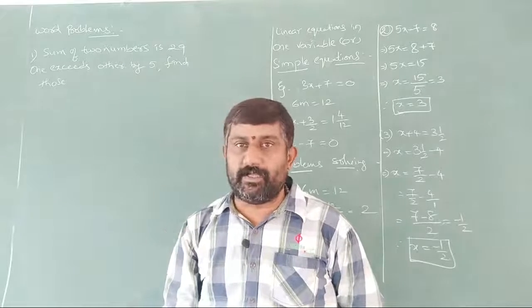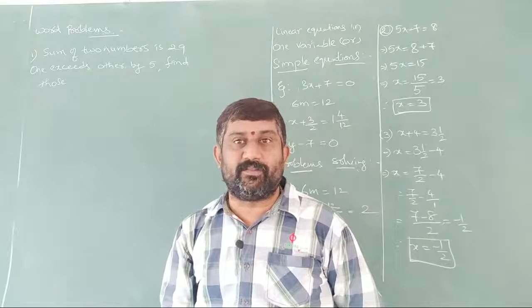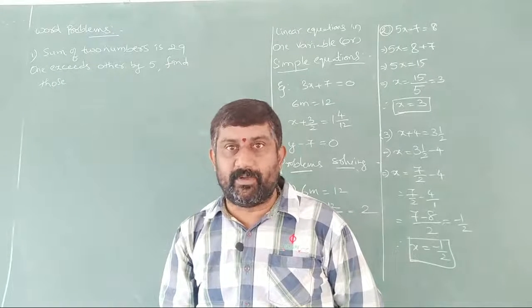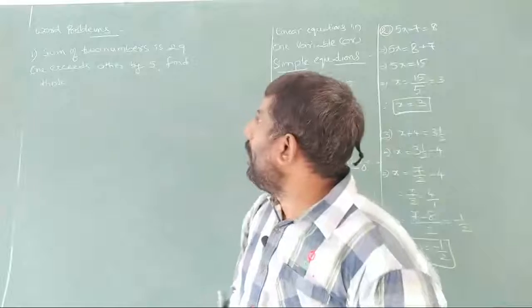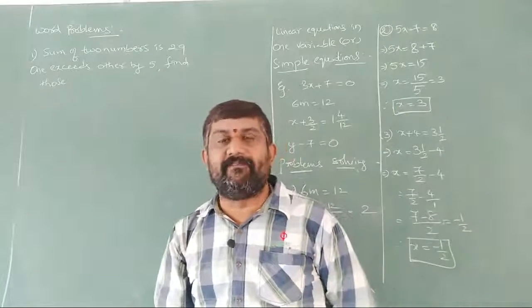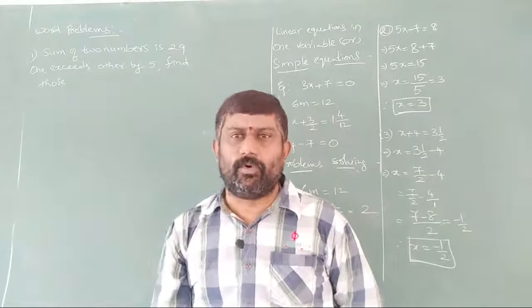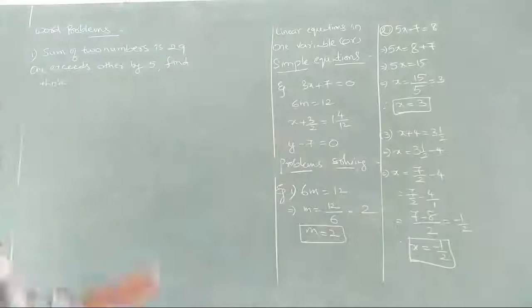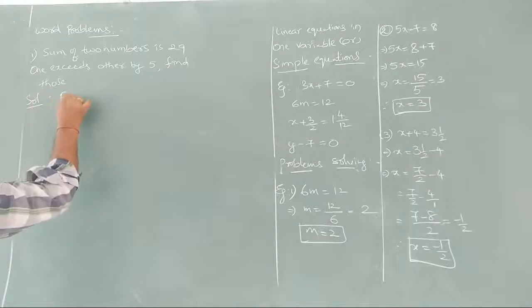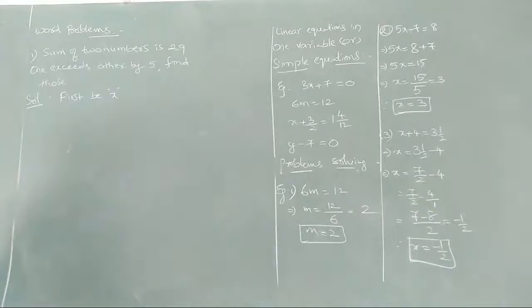How many numbers are there? Two numbers are there. But we don't have any chance to assume it as two variables here. I can assume it has only one variable. And one more condition is given: one exceeds the other by 5. Exceeds means more. So assuming the first one, let the first one be x.